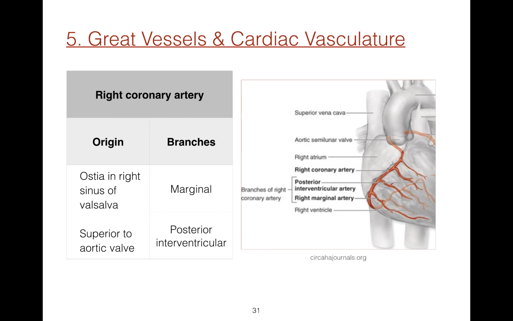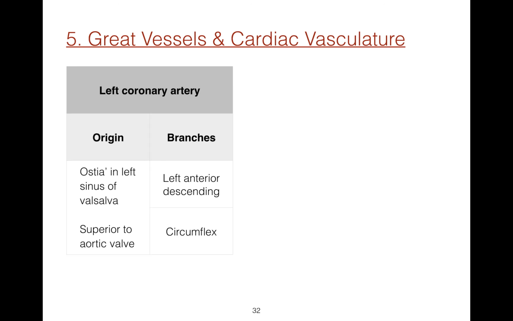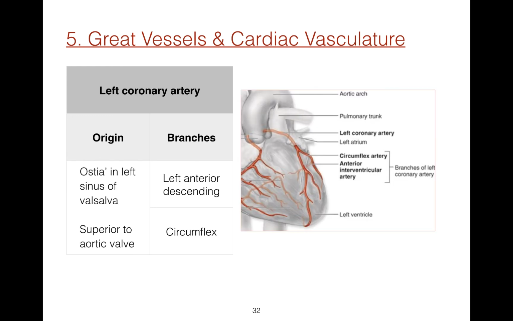This right coronary artery has 2 main branches that supply predominantly the right side of the heart. These are the marginal and posterior interventricular arteries. And on the left coronary artery, which has its origin, its ostia, in the left sinus of Valsalva, just superior to the left coronary cusp of the aortic valve, its main branches are the left anterior descending and circumflex coronary arteries.